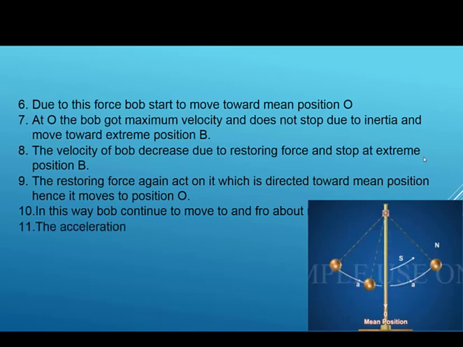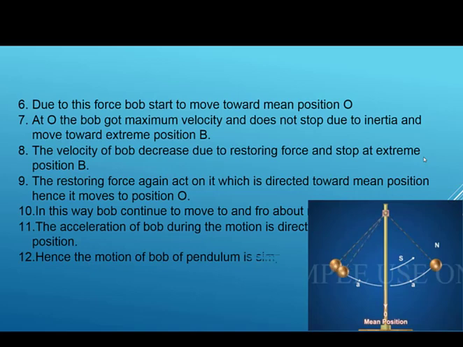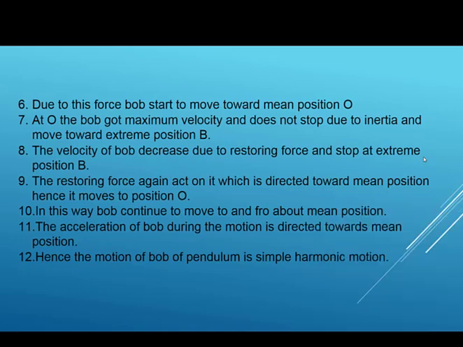Now the acceleration of the bob during the motion is directed toward the mean position. We were watching that every time the object leaves the mean position, the force or the acceleration is pushing or pulling the object to come back to its mean position or equilibrium position. That means the acceleration is acting directly toward the mean position, which proves that the motion of the bob of a pendulum is simple harmonic motion. So hence the motion of the bob of a pendulum is simple harmonic motion.